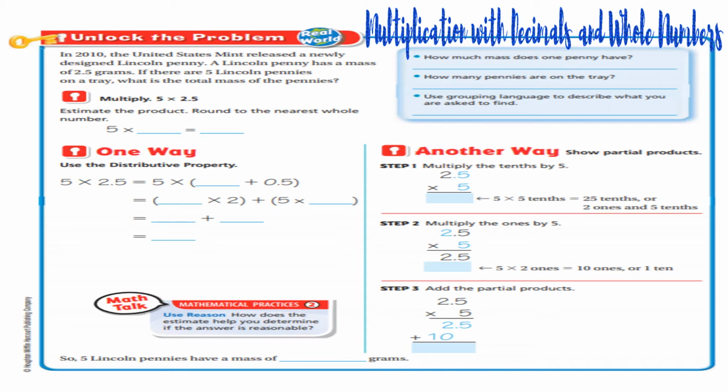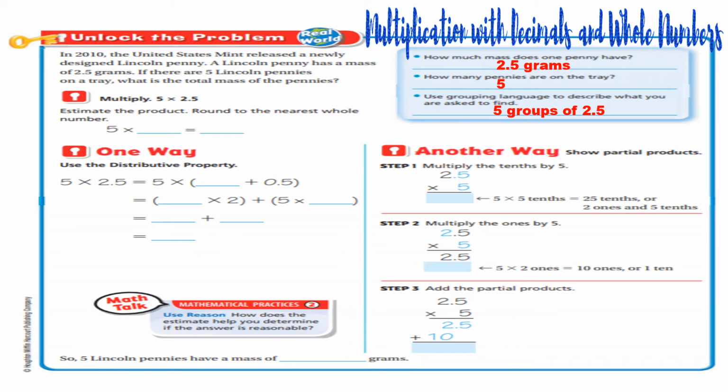Let us first answer the questions in the blue box. How much mass does one penny have? That's 2.5 grams. How many pennies are on the tray? There are 5. Use grouping language to describe what you are asked to find. 5 groups of 2.5.